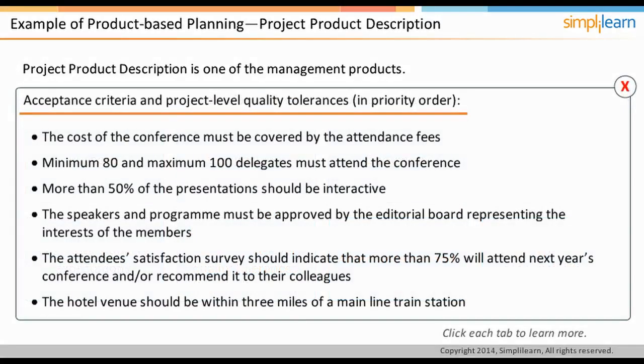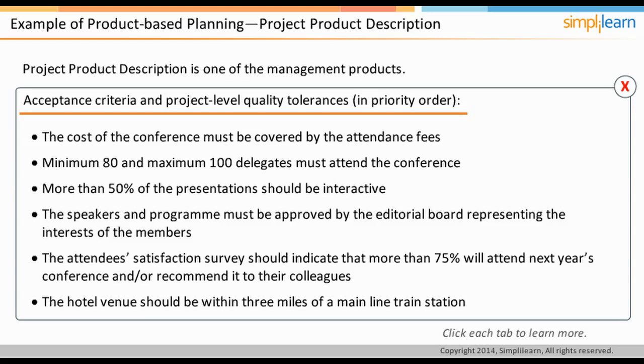The acceptance criteria and project-level tolerances are described in the project product description. Acceptance criteria is a list of criteria that the project's product must meet before the customer will accept it, such as the cost of the conference must be covered by the attendance fees and minimum of 80 and maximum of 100 delegates must attend the conference. The other criteria are that more than 50% of the presentations should be interactive.